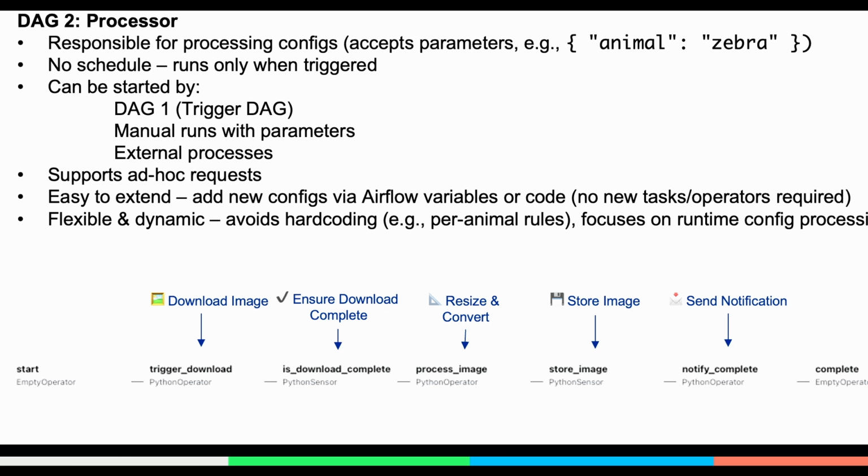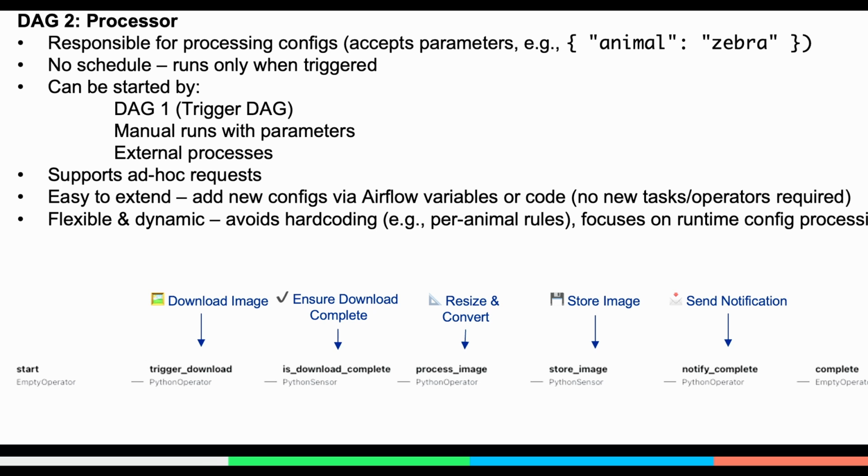It's also easy to extend, right? You can add new configurations via Airflow variables, or you can possibly even add the configuration in some sort of data store where it reads all the animals. It's flexible and dynamic, right? If I want to add more animals, I don't need a PR and I don't need to do a deployment. I can just modify the variable or the database configuration.